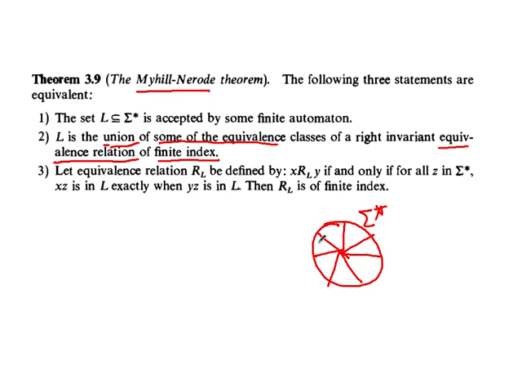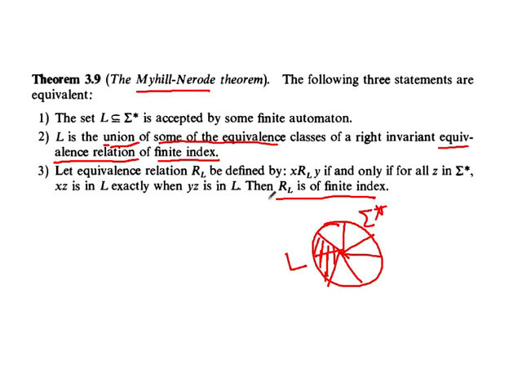Now L is just the union of some of these classes. So for example, say you take this and this. This is a subset of sigma star, and this subset is, say, L. So this is what it says. It is regular if and only if L can be seen like this. And the third statement says that the index of R_L is finite. R_L is of finite index.